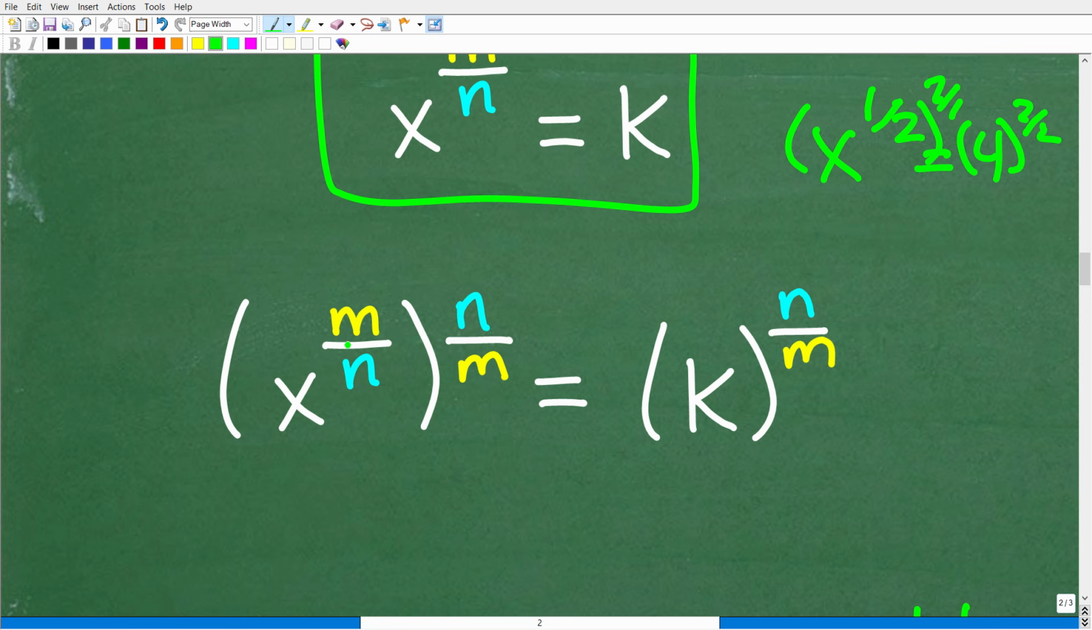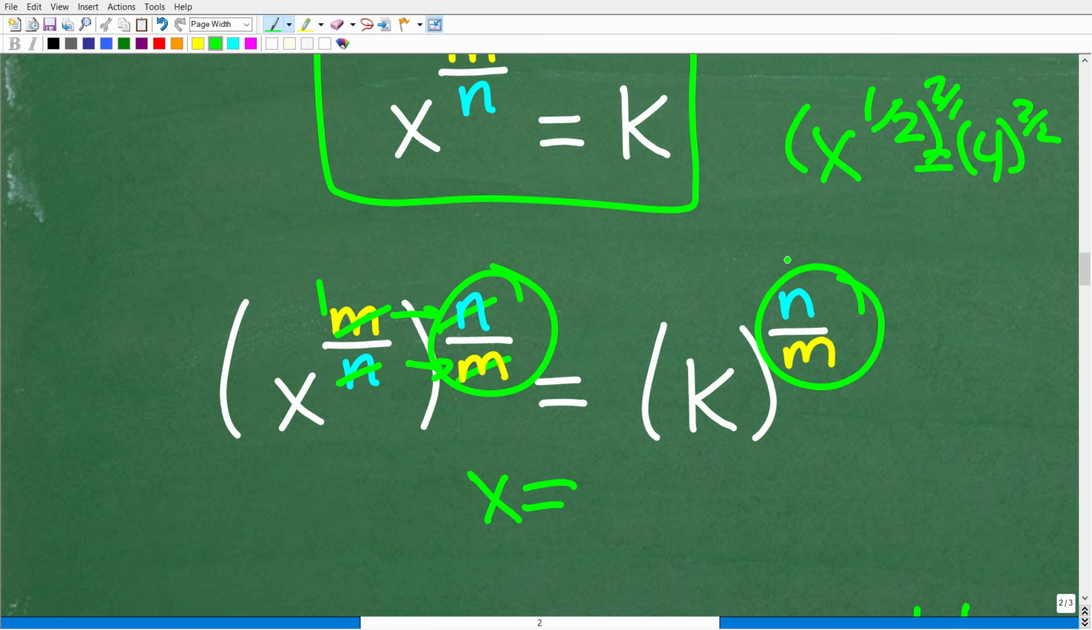Now, why are we doing that? Well, because this fraction times the reciprocal is what? The n's cross cancel, the m's cross cancel. That's just 1, so that's x to the first power, or x. In other words, we solve for the variable x. That's why we're doing it. But remember, if we raise this side of the equation to the n over m, we have to raise this side of the equation as well. All right, so this is how we are going to solve rational exponent equations.